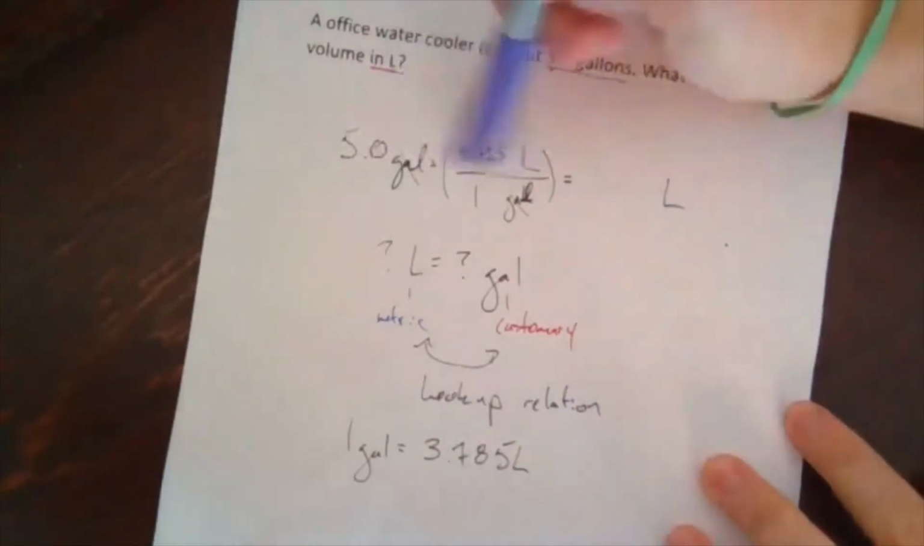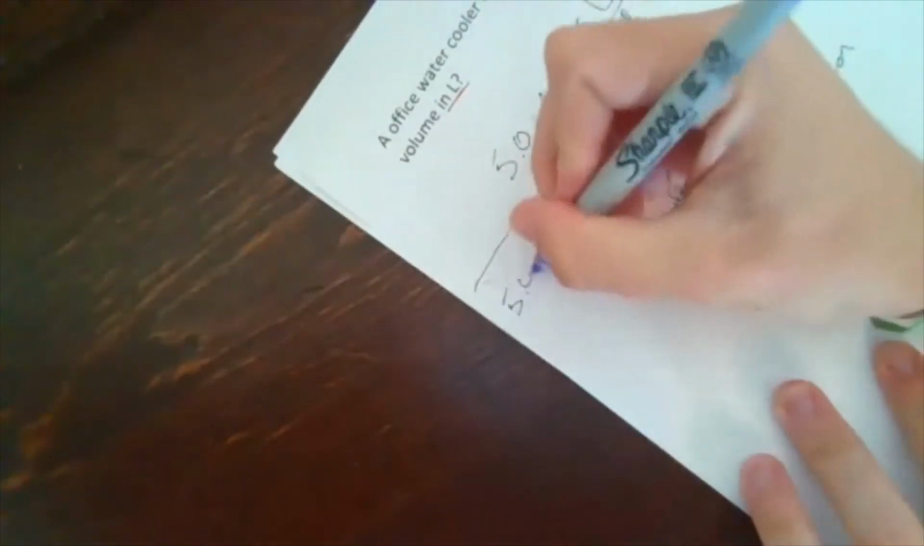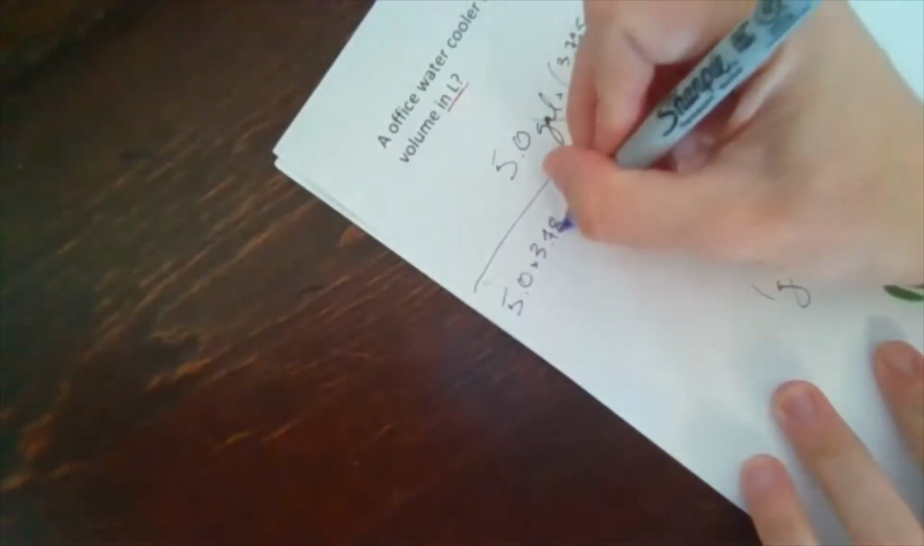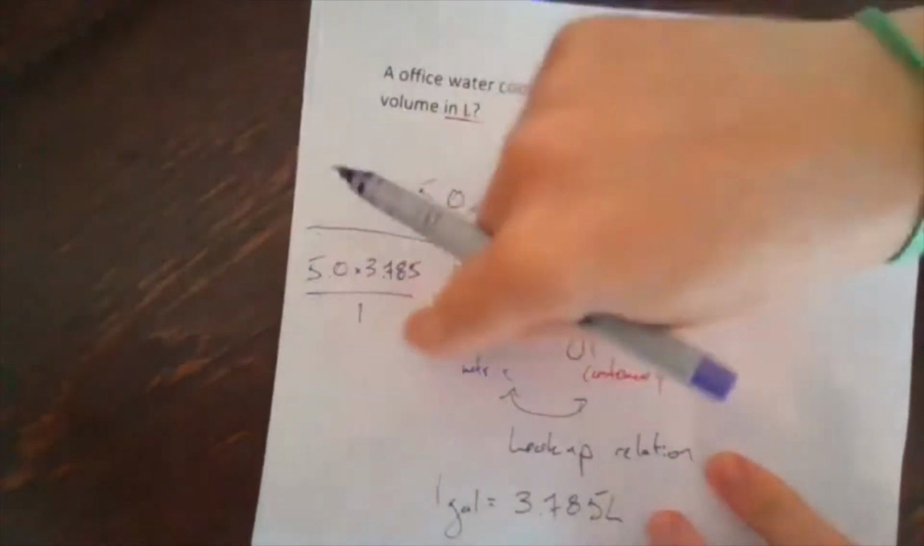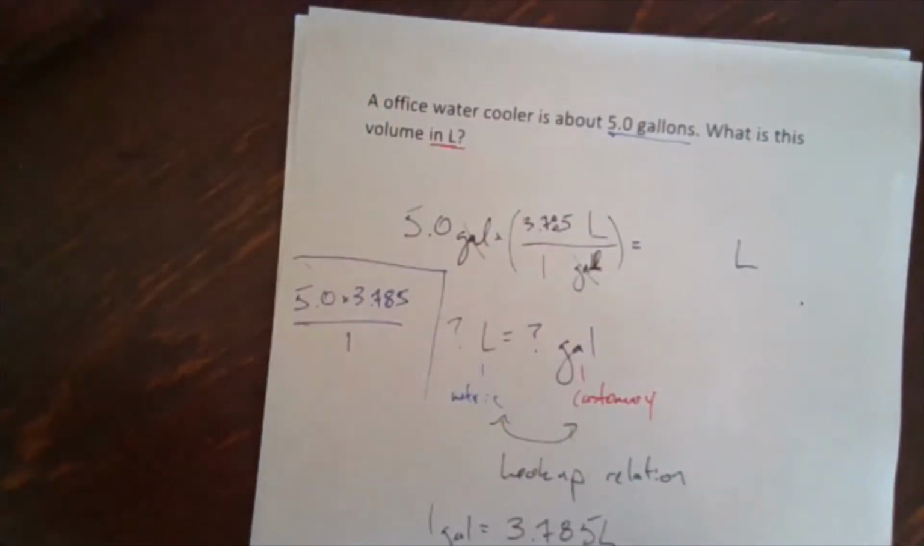Okay, so we can evaluate that arithmetic. What we're actually going to do in terms of multiplying it out is take this number, multiply it by the top, divide by the bottom. So that's going to look like 5.0 times 3.785 divided by the 1. That's the actual math that we do in order to evaluate this. And once we do that, we get 18.925 liters.